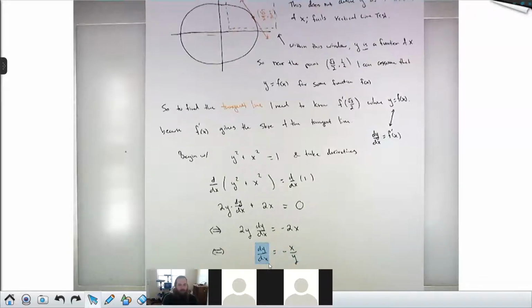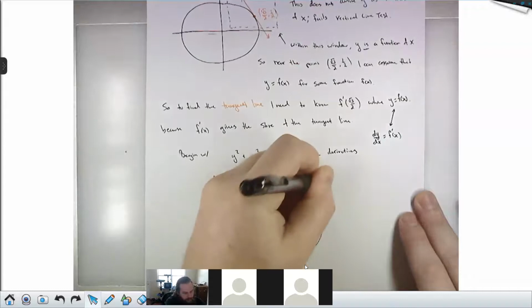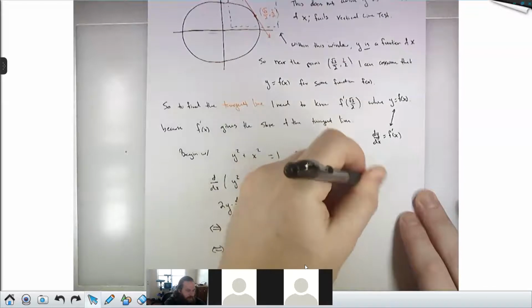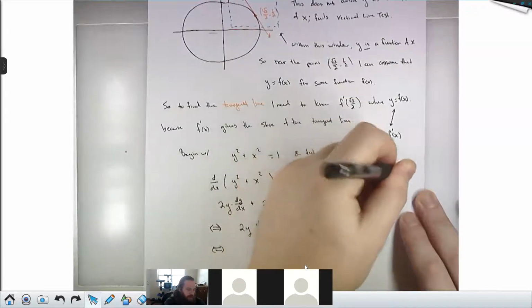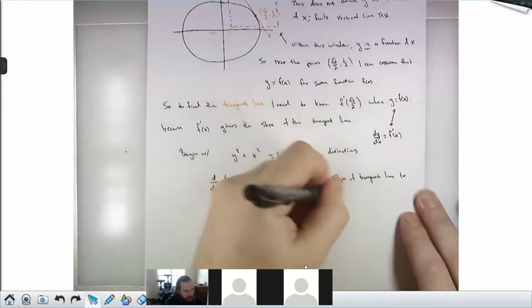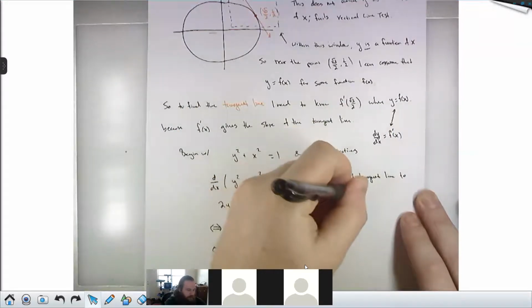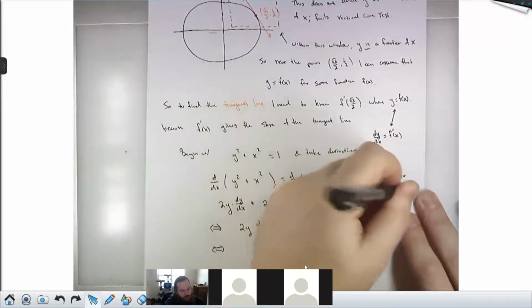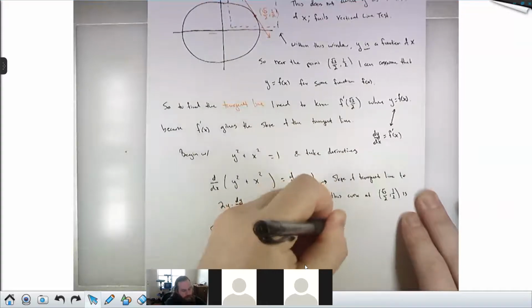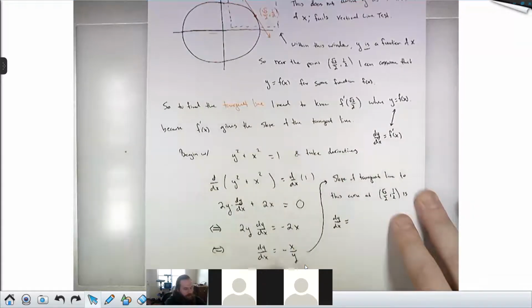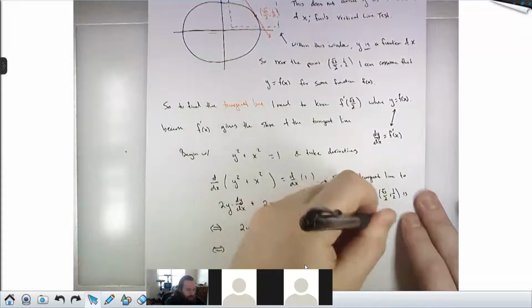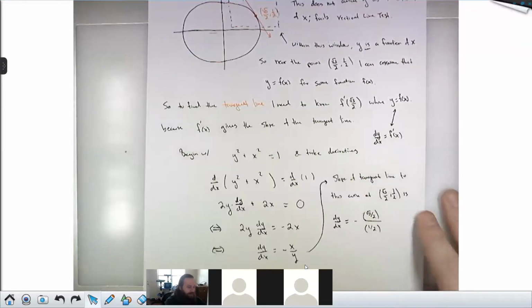So my dy dx expression is negative x over y, which means that the slope of my tangent line to this curve at the point √3/2, 1/2 is, well, I plug in dy dx, negative x over y, at this point. So that's negative √3/2 divided by 1/2.